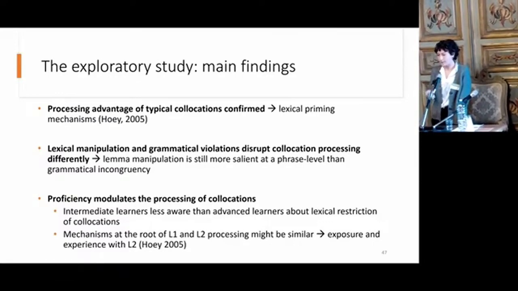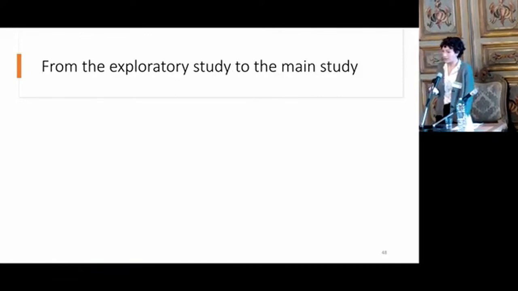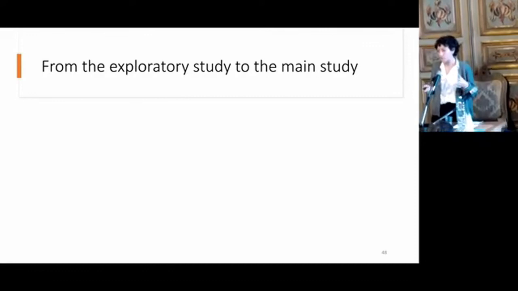But we did not find any difference between advanced learners and native speakers, which suggests that mechanisms at the roots of L1 and L2 processing might be similar. This could be due to the fact that advanced learners may be more exposed to the second language and have had more experience with the target L2 than intermediate learners. So this is what we found with the exploratory study. And then we carried out a more ambitious eye-tracking corpus-based study. And I leave the floor to Luciana again.